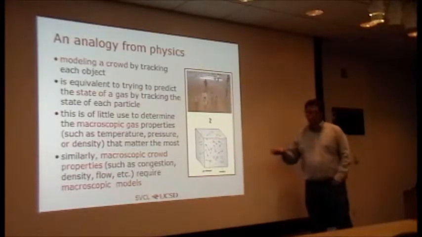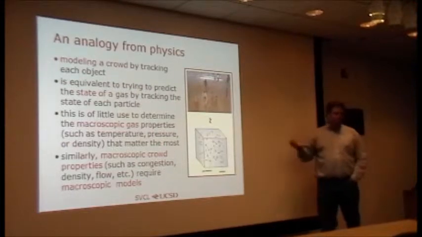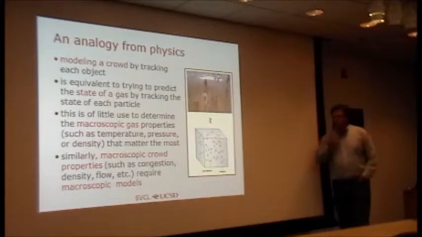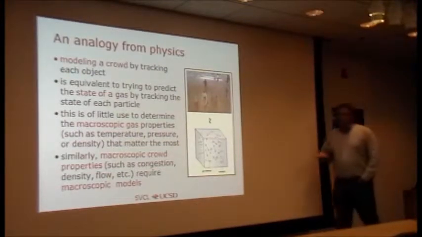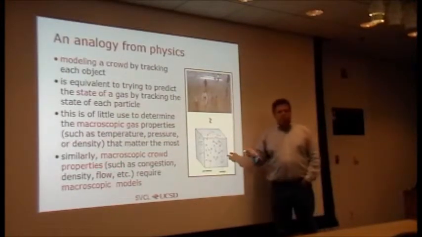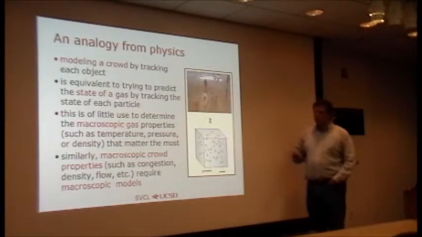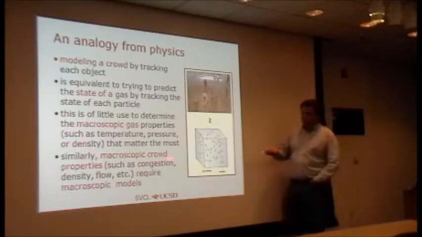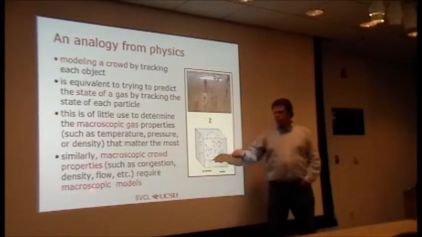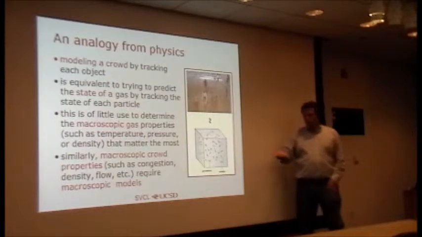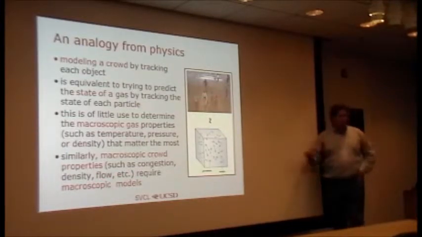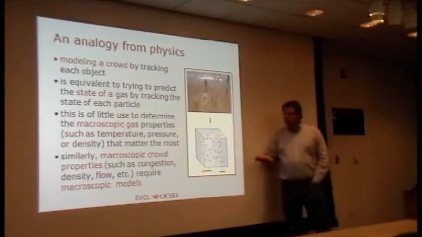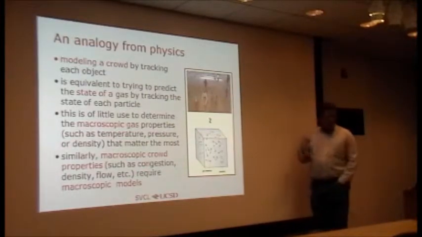Typically when we do physics, we don't really do that. We look at macroscopic properties of the gas: the temperature, the pressure, the density, and so forth. Similarly, when we're talking about crowd management problems, you're interested in macroscopic properties. What's the congestion, what's the density of the crowd in different areas of the city? What are the flows like, where are people going? Those are all macroscopic properties that require macroscopic models.